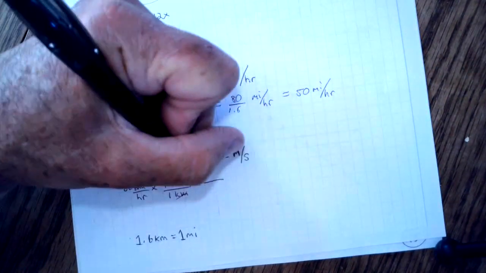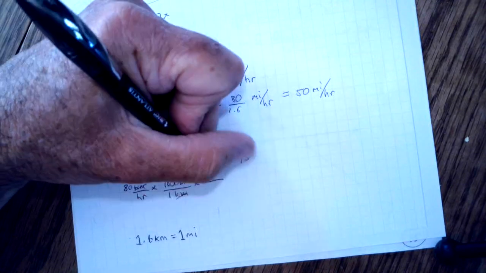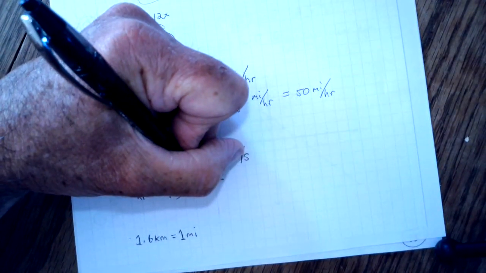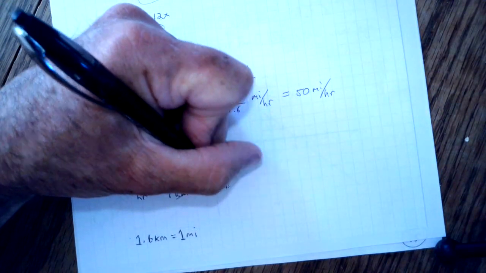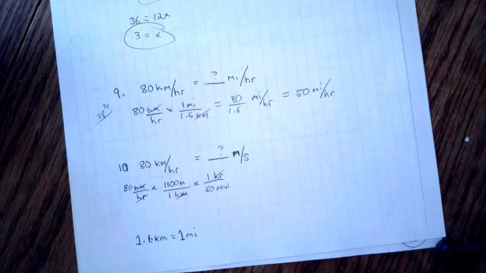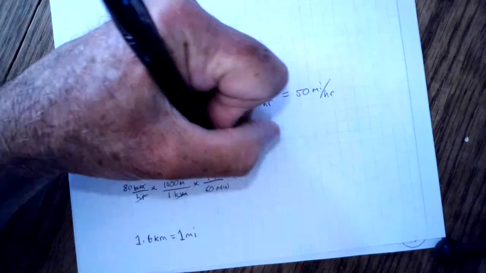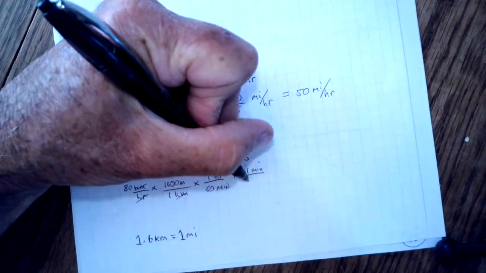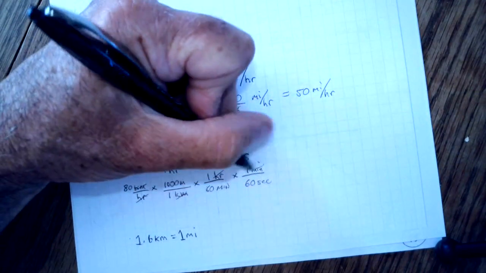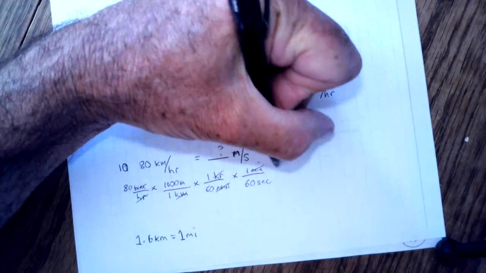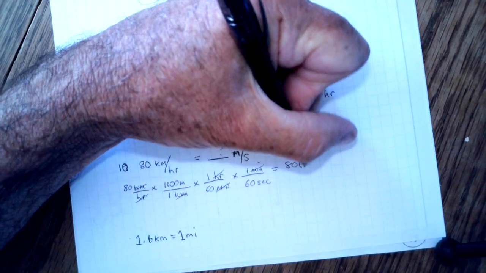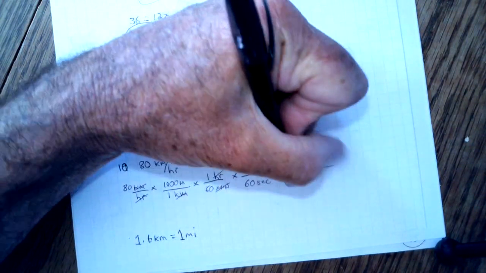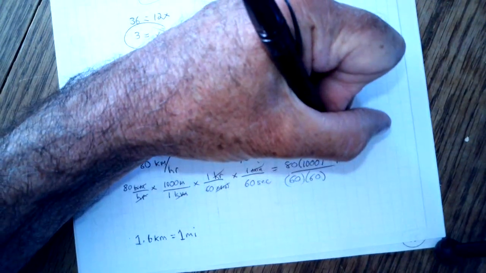Well, I want meters per second. So I'm going to say, well, I got hours on the bottom. 1 hour is equal to 60 minutes. So the hours cancel. So now I have meters per minute. I don't want minutes, but I know that 1 minute is 60 seconds. So the minutes will cancel. So I will end up with 80 times 1,000 over 60 times 60. And this will be meters per second.